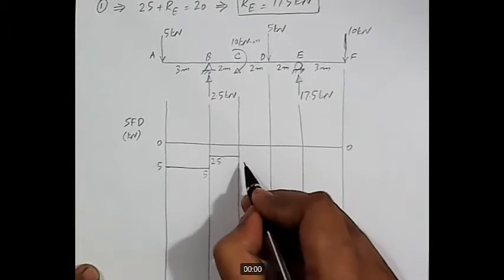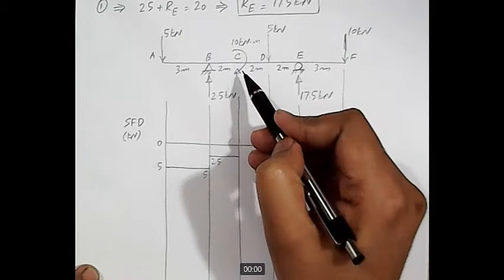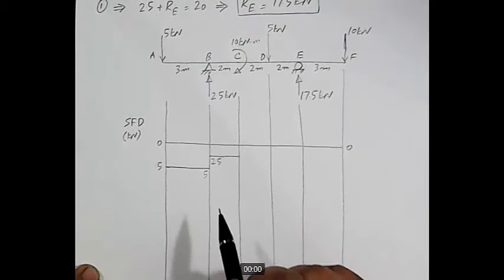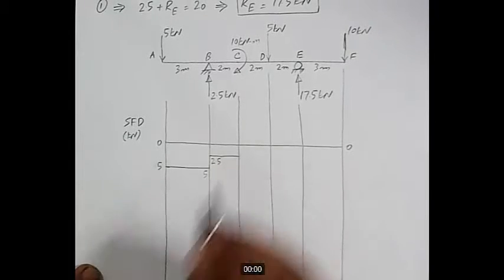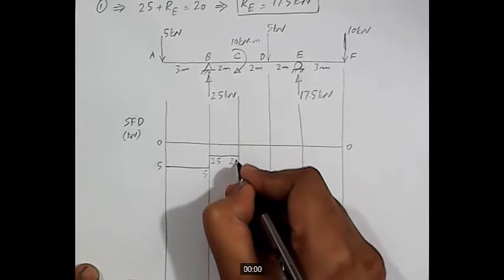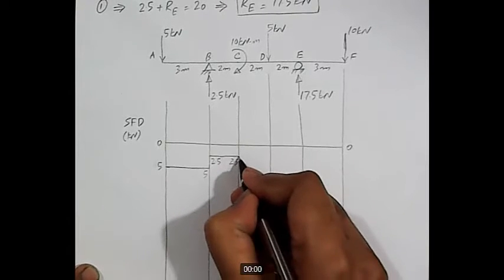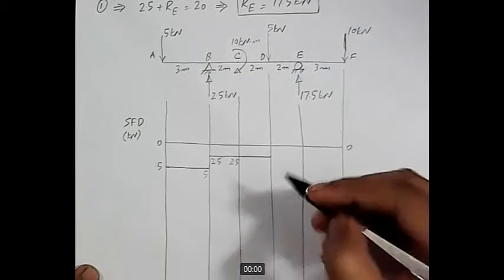And what about C to D? This is a moment, and the effect of a moment does not reflect in the shear force diagram. So this value of the shear force diagram will remain constant at this point. There will be no variation here, and from C to D again there is no variation. It will remain constant.